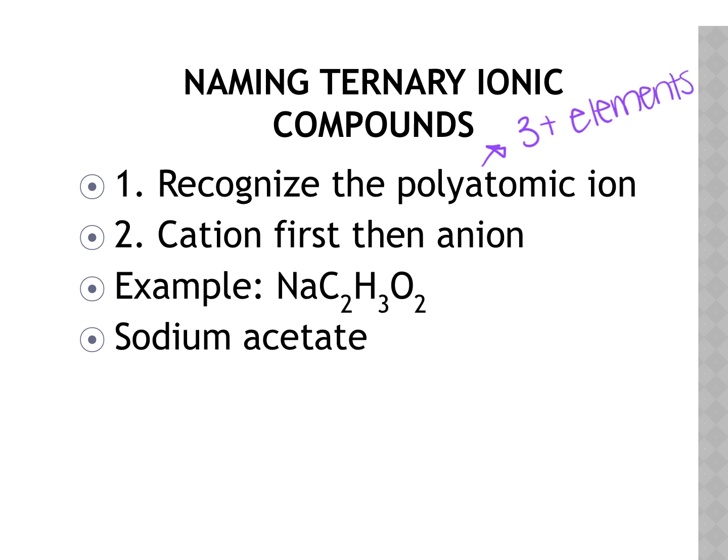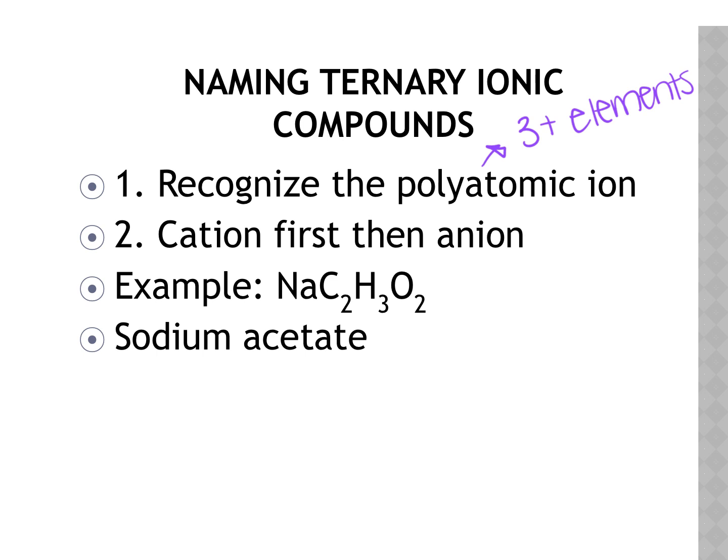And how can you tell elements apart? Capital letters. So if you notice that there's at least 3 capital letters, it's telling you that either the cation or the anion is the polyatomic ion. Most of the time, it's the anion. So then we just name the cation first, and then we name the anion.